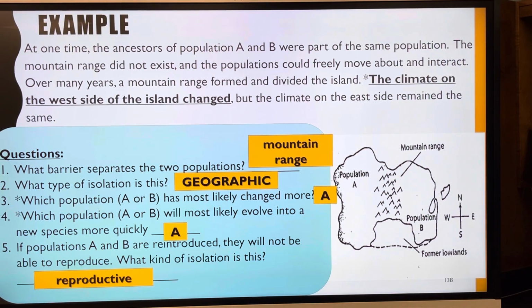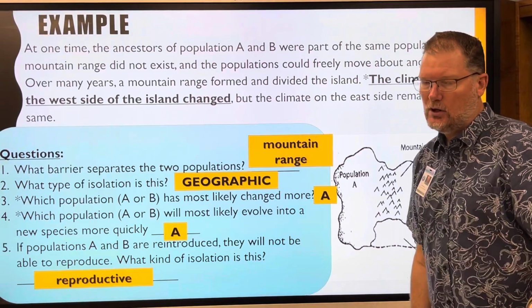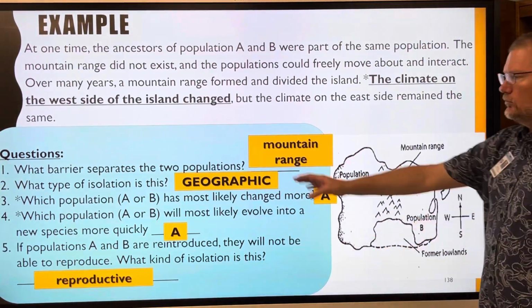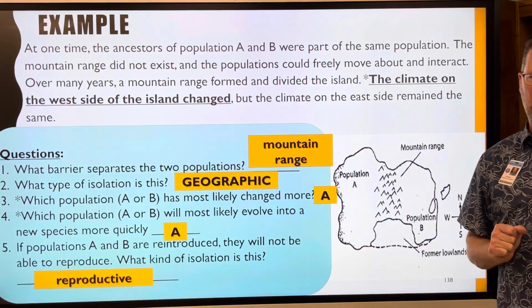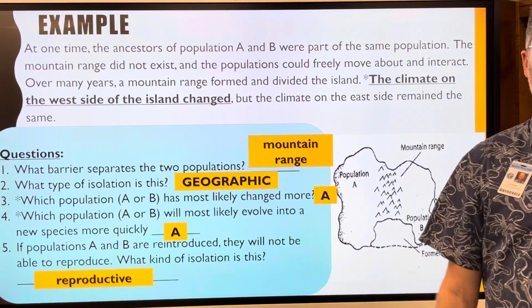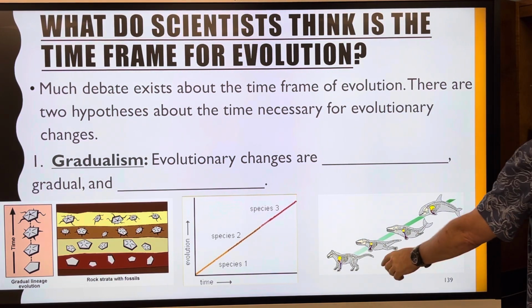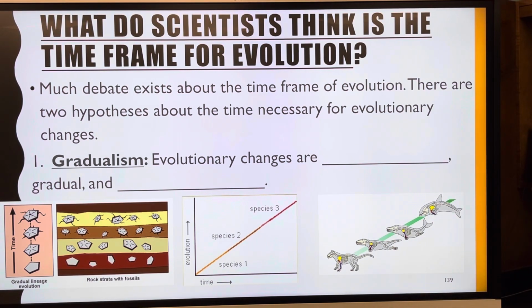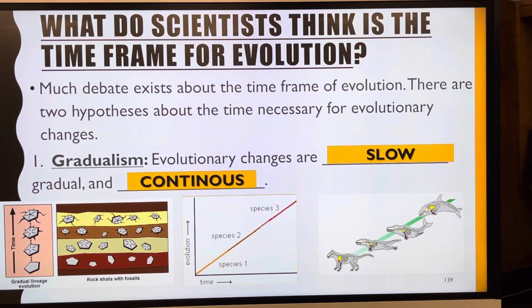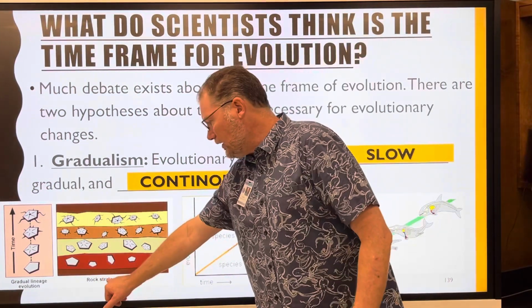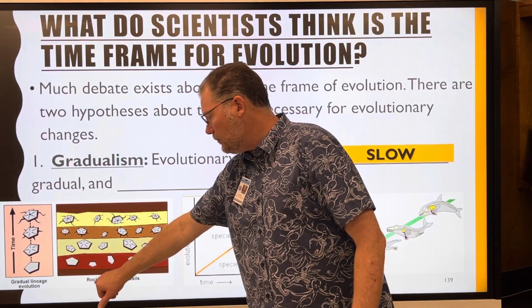So this is a type of question that you might see on an upcoming test or on your EOC. They will have a diagram like this with some questions that go along with the diagram, and you would have to determine those answers, okay? What do scientists think is the time frame for evolution? And this one should look familiar. The whale evolution. Much debate exists about the time frame. There are two hypotheses. The first one is gradualism. So evolutionary changes are slow, gradual, and continuous. And we can see this in the layers of rock. Rock strata, okay, that means layers.